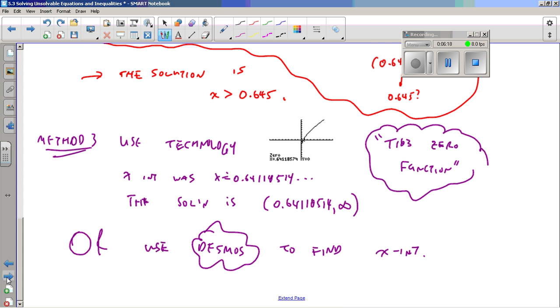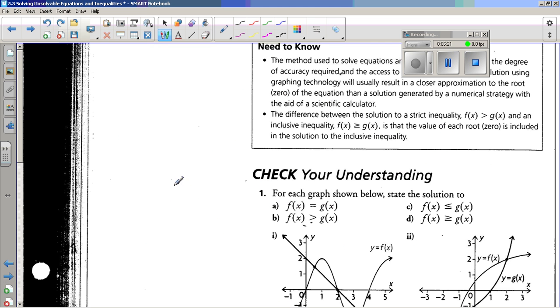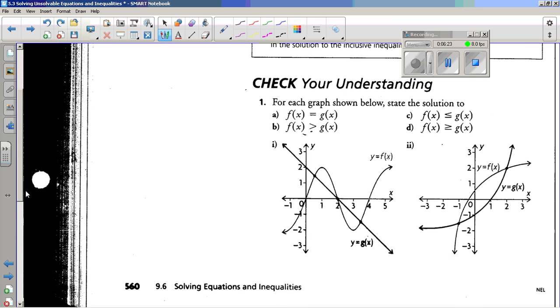All right, homework time. Except I want to mention something. I want to give you a little helper hand. For each graph, this is the first one. For each graph shown below, state the solution to f of x equals g of x. And we don't know what these equations are. Kind of looks like maybe a trig function with a linear function, right? So where are the graphs equal?